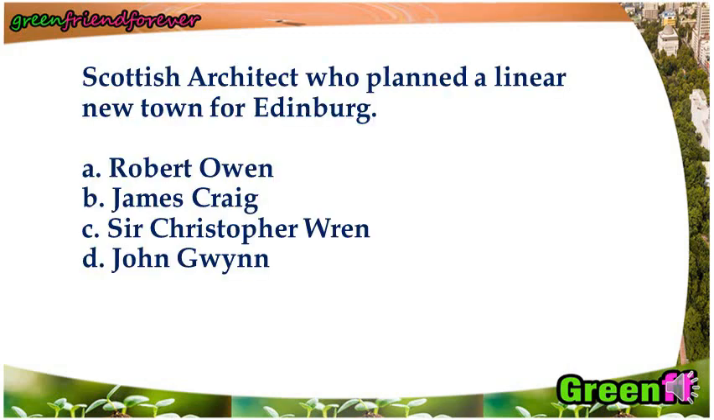Scottish architect who planned a linear new town for Edinburgh? A. Robert Owen. B. James Craig. C. Sir Christopher Wren. D. John Gwynne. Answer: B. James Craig.